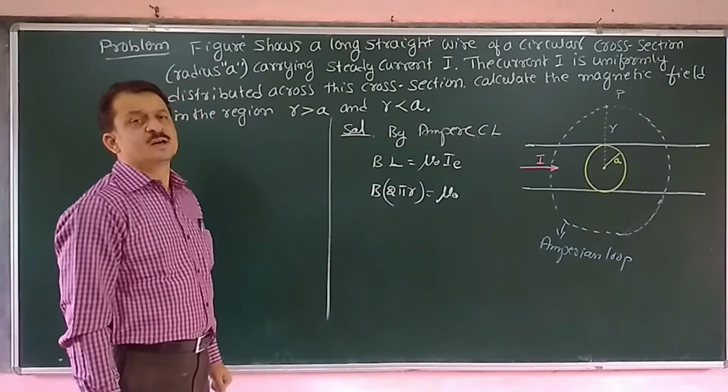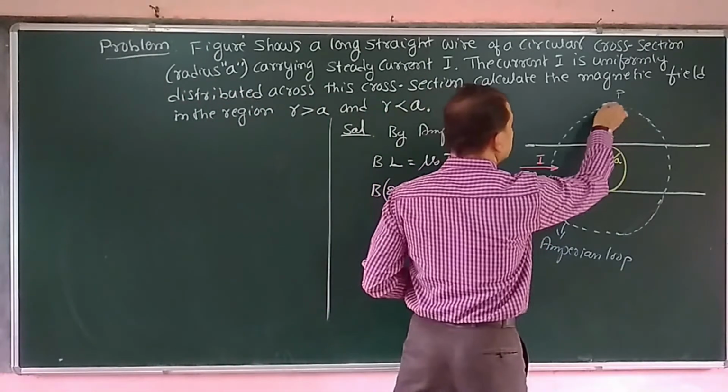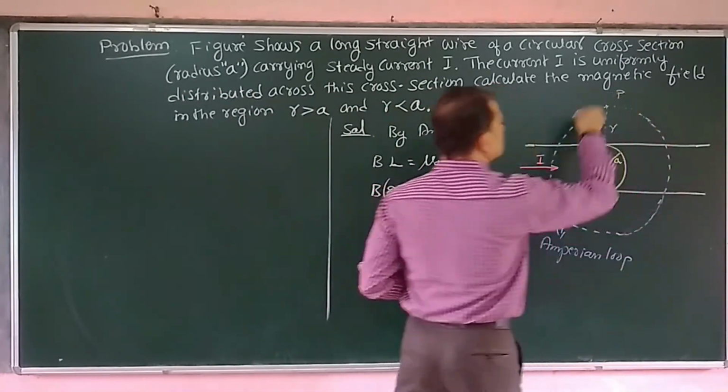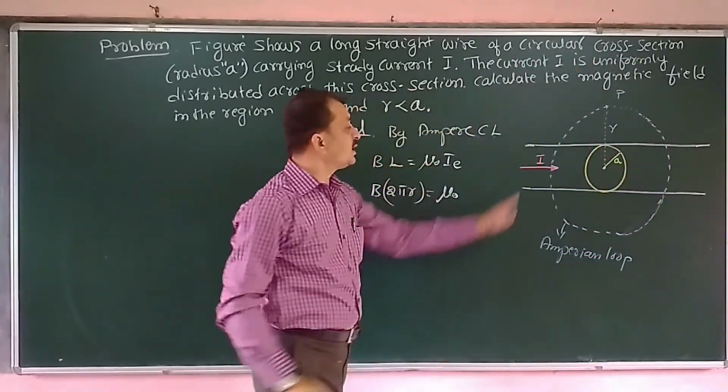And I, what is the current enclosed by that Amperian loop? Now here the Amperian loop is outside the wire. Now it encloses the entire current I.